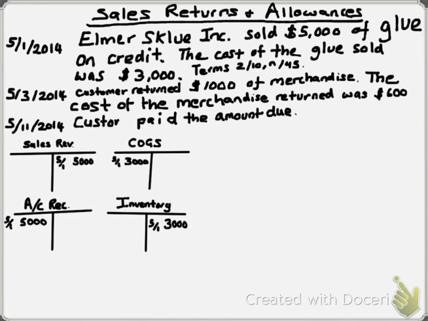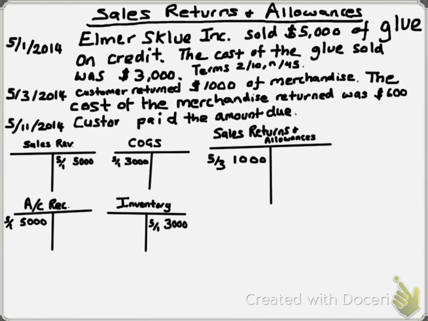Now, our sales revenue will also decrease, but we do not touch the sales revenue account. We have a separate account called sales returns and allowances, and we will go ahead and debit $1,000 to that particular account. So on May 3rd, we're going to debit sales returns and allowances $1,000, and we're going to credit accounts receivable for $1,000 to take account of the fact that the customer returned $1,000 of merchandise. Again, we do not touch the sales revenue account. We do not debit the sales revenue account. Instead, we have another account called sales returns and allowances.